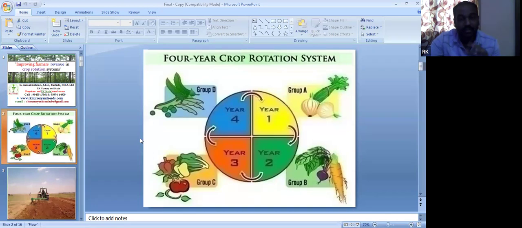So we first divide our land, changing the crop every year. That means the maximum time period is a year. Suppose if after 6 months we change to another crop, that is possible. That also we can do. Okay.